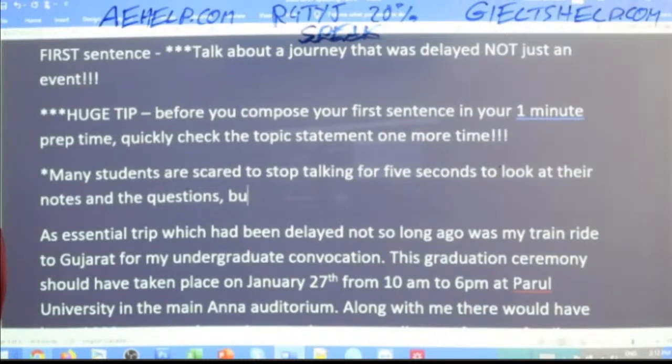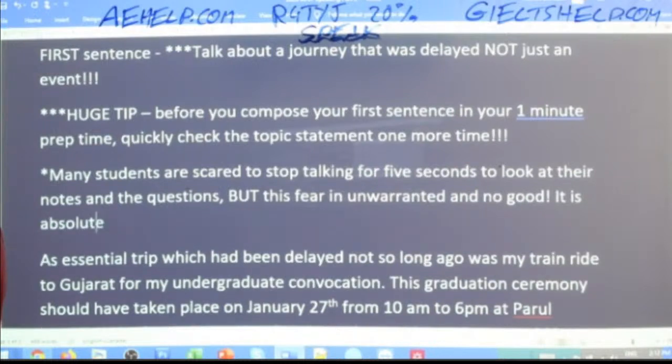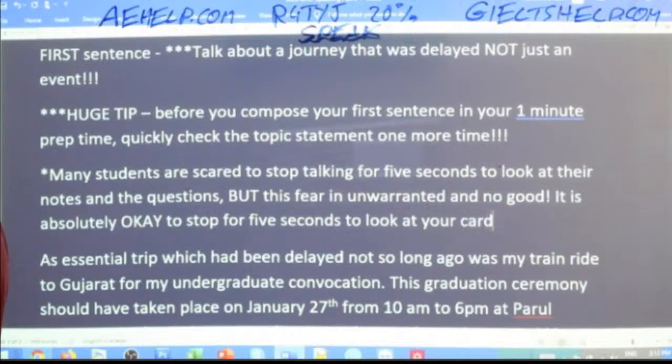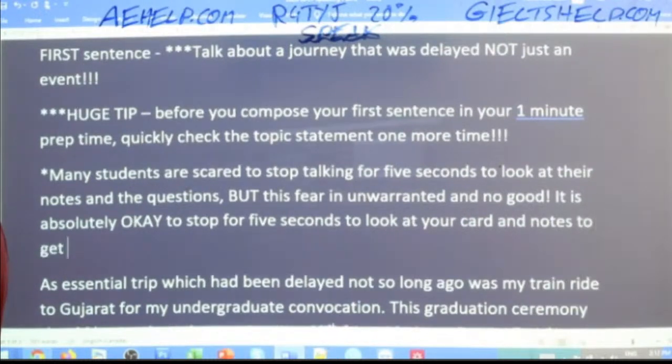Many students are scared to stop talking for 5 seconds to look at their notes and the questions. But this fear is unwarranted and no good. Okay? It is absolutely okay to stop for 5 seconds to look at your card and notes to get some more ideas and reposition yourself, okay?